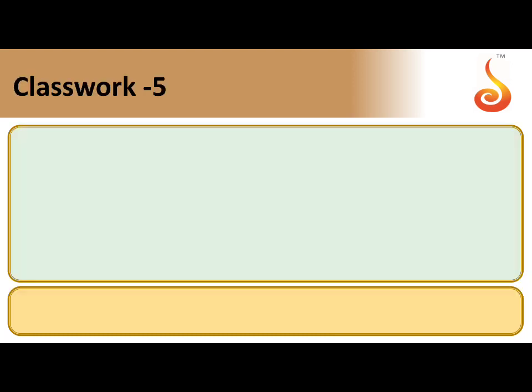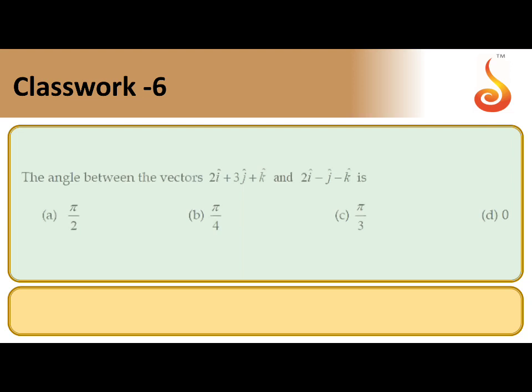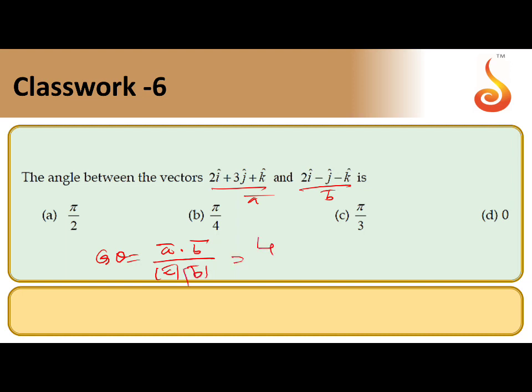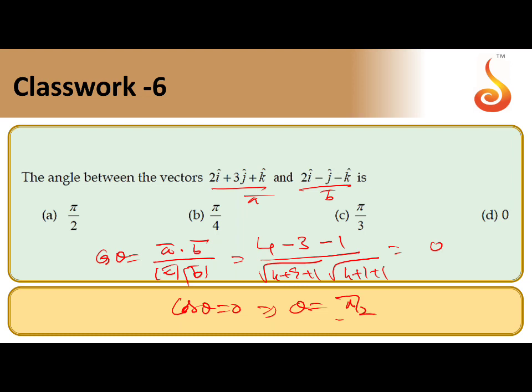Next question. Check the answer. So, the angle between two vectors. Let us take this as A bar and this as B bar. We have the formula cos theta equal to A dot B by modulus A into modulus B. What is A dot B? 2 into 2, 4, minus 3, minus 1, the whole divided by magnitude of A, 4 plus 9 plus 1, and magnitude of B, 4 plus 1 plus 1, that is 2 square plus 1 square plus 1 square. So numerator: 4 minus 4, 0. 0 by anything is 0 only. Therefore cos theta equal to 0, then theta equal to 90 degrees, pi by 2.